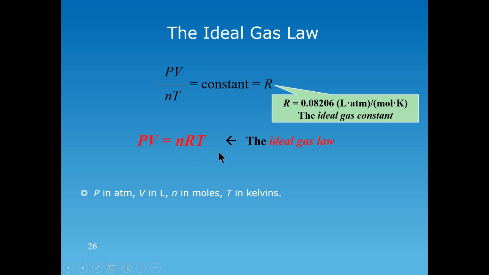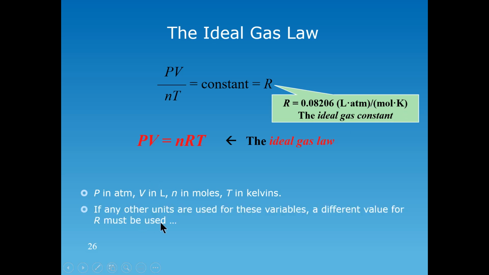PV is equal to nRT, and that is called the ideal gas equation or the ideal gas law. A couple of things you need to be aware of when using this equation: the pressure is in atmospheres, the volume is in liters, the number of moles is in moles, and T is in Kelvin. When these are the units, then this would be the value of R, and please note the units associated with it. If the value of R is 0.08206, then the units associated with it are liters atmospheres divided by mole Kelvin.